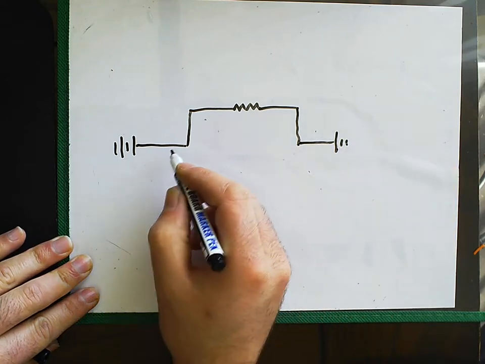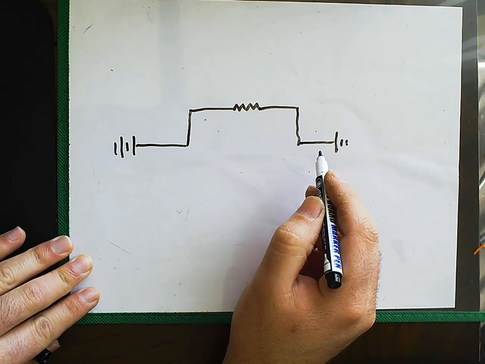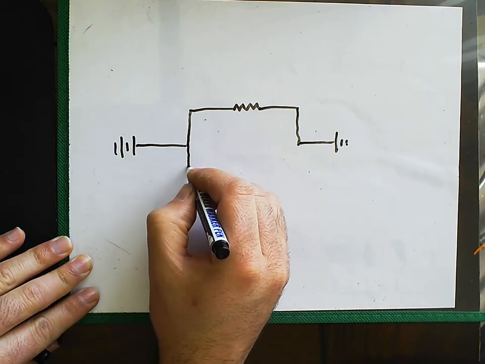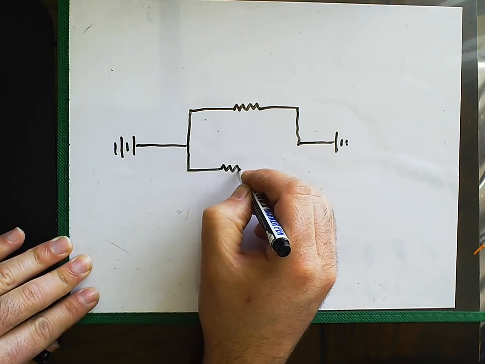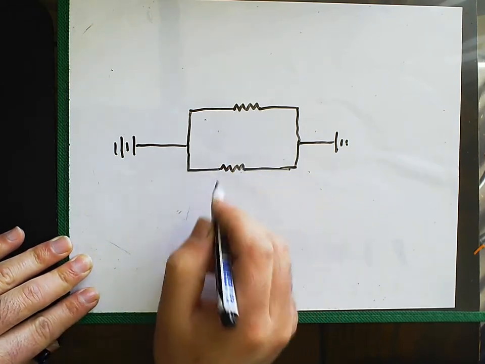Okay, so right now we have one path. Even though it looks weird from what we're used to, it's a series circuit right now. But when I add another path, now we've created a parallel circuit. There's two paths for current to flow.